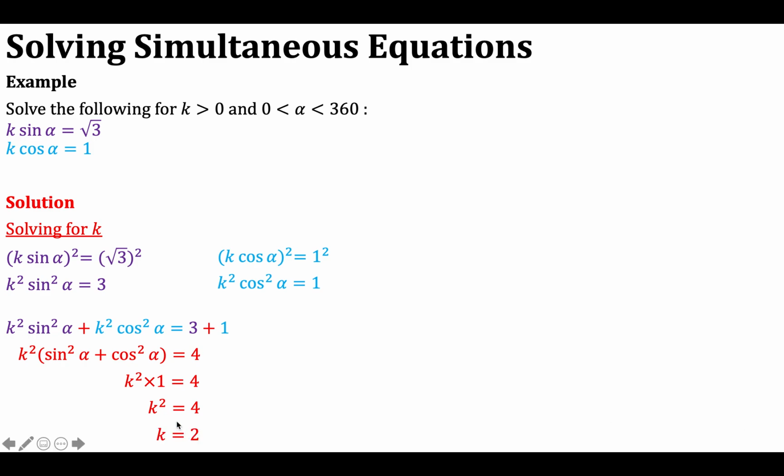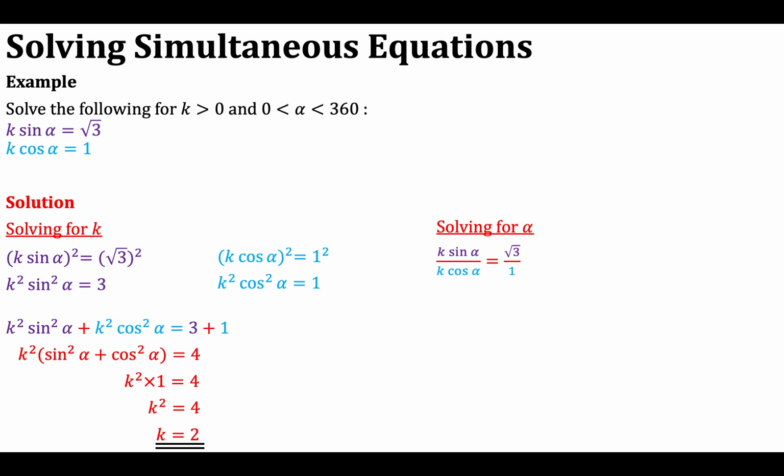And we should remember, obviously k could be negative 2 as well, but it was stated up in the question that k had to be greater than 0, which will tend to be the case when we go through these wave function questions. So we've solved for k, that's one of our answers, and we need to find alpha now.